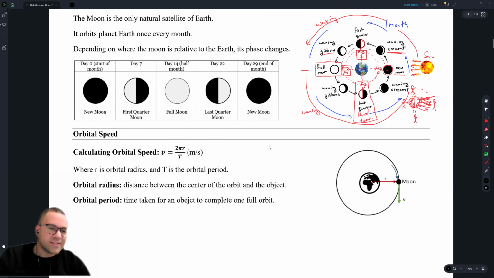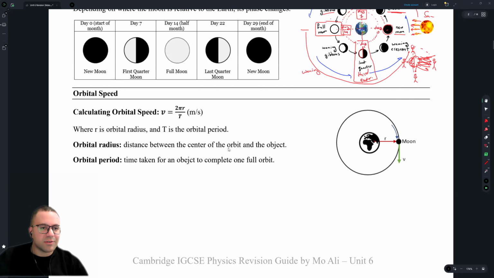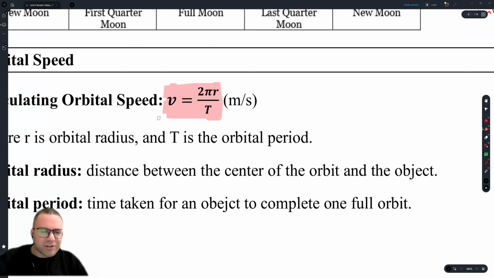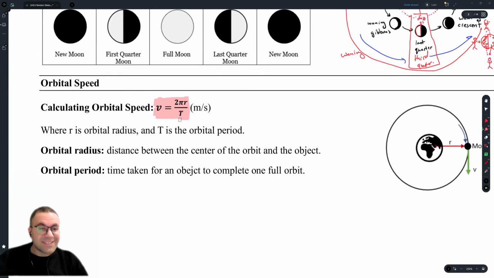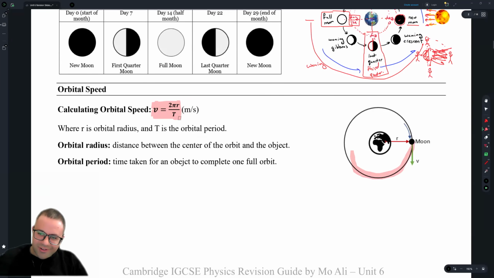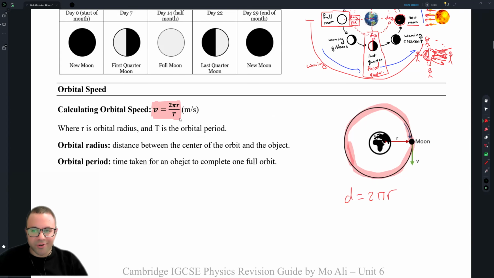Finally, how fast is the moon going around the Earth? We call that the orbital speed. And we calculate the orbital speed using distance over time. If you look at the formula, what's that? 2 pi r? The distance traveled around a circle this way is called the perimeter or the circumference of the circle. And the circumference of a circle is 2 pi r, where r is the radius of that circle. So if I want to calculate the orbital speed, I use 2 pi r, which is the circumference, over T, which is called the orbital period, the time of one orbit.